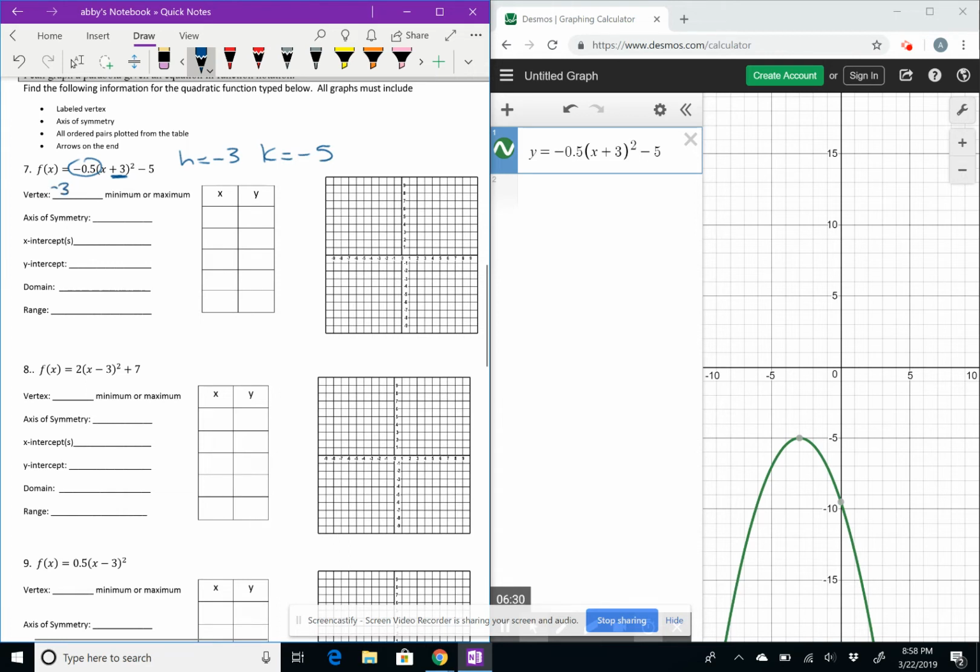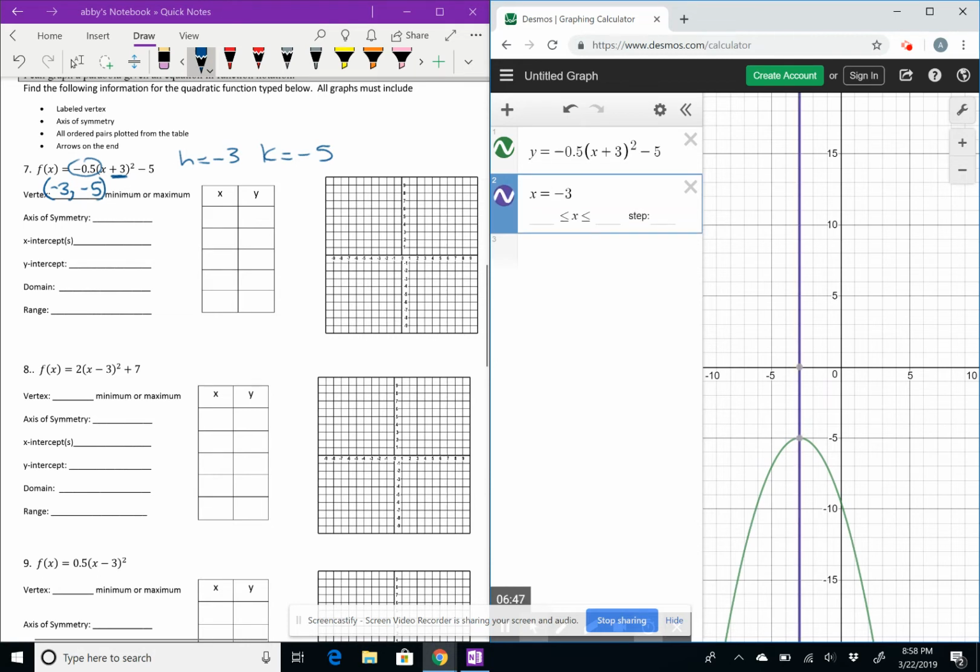So I know that's negative 3, comma negative 5. Now if I could draw a vertical line down the middle of the graph, it would be at x equals negative 3. If you notice on Desmos, it can show it because it goes right through the vertex, right down the middle, cuts it in half, just like all of you have said.